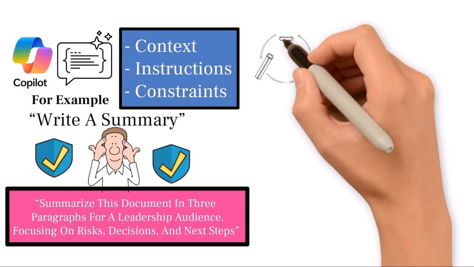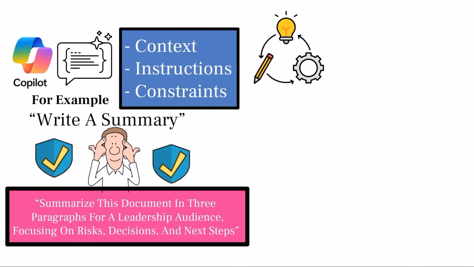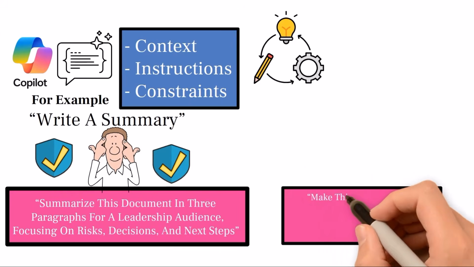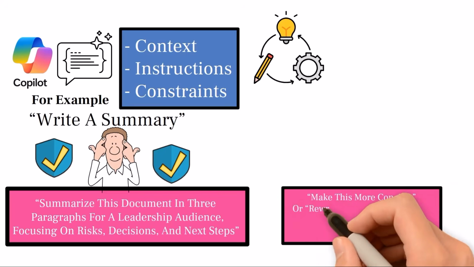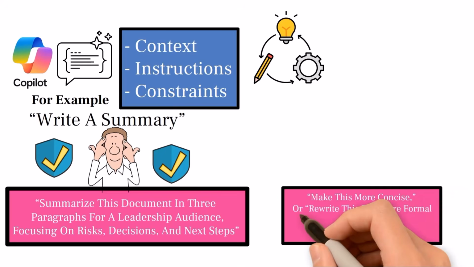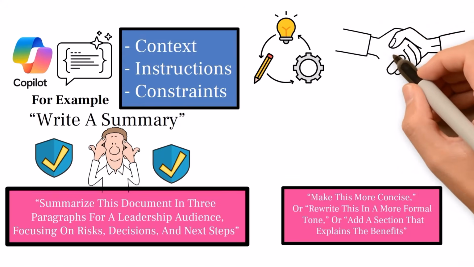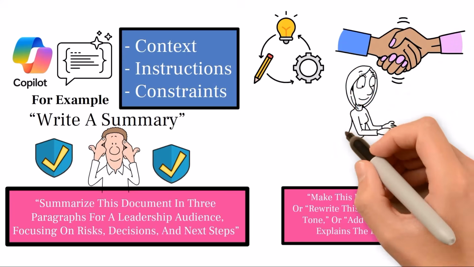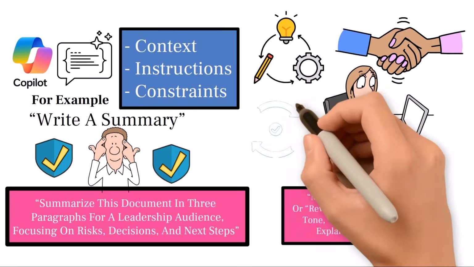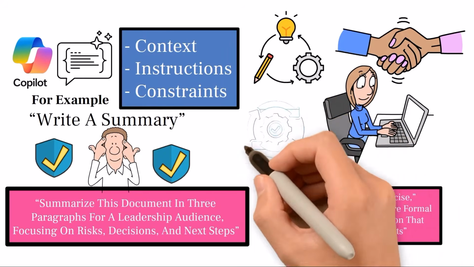You can also ask Copilot to refine its output. You can say, "make this more concise," or "rewrite this in a more formal tone," or "add a section that explains the benefits." Think of Copilot as a collaborator. You're not stuck with the first draft. You can iterate until it feels right.